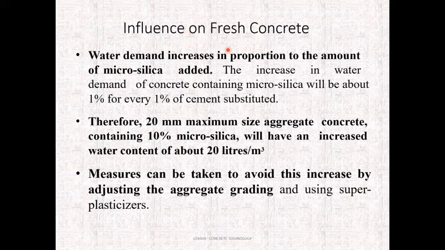The influence of silica fume on the fresh properties of concrete: it will increase the water demand in the concrete. The increase in water demand is in the range of 1% for every 1% substitution of cement. Therefore, 20 mm size aggregate concrete containing 10% silica fume will have an increased water content of about 20 liters per meter cube. Measures can be taken to avoid this increase by adjusting the aggregate grading or using a superplasticizer.